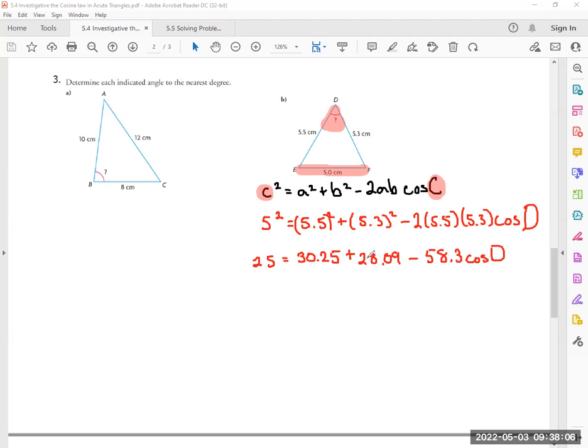The rest is all just trying to get this all alone. Just because I did it last time, I will simplify again. 25 is equal to 30.25 plus 28.09, which is 58.34, minus 58.3 cosine D. I know the numbers seem similar, that's just a coincidence. You don't have to feel like it's a little weird.